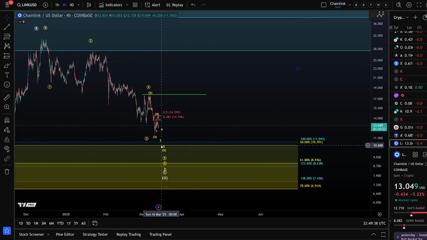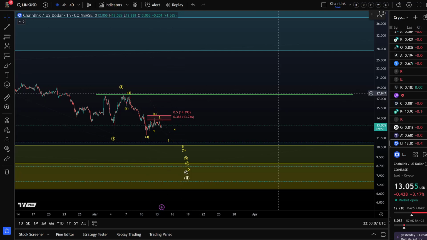If that's not enough to complete the correction, there is some further downside potential and support could be found around $8.93 to $8.60. There's another cluster of fib levels and then $7.43 to $6.91, but that would be quite deep again. So I would prefer here in the upper half of that support zone that the price can actually find support, turn around and possibly start the next move to the upside.